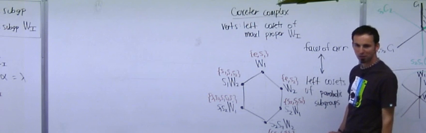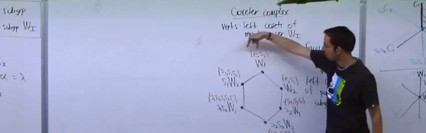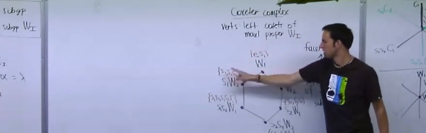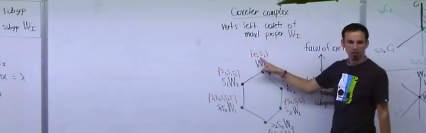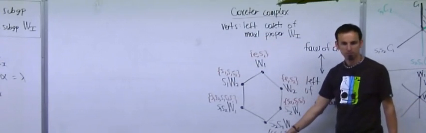Stare at this long enough, you're going to see that basically I connect them if they intersect. Like here, these guys have S1 in common. And I don't connect them if they don't intersect. So this guy and this guy have no elements in common.